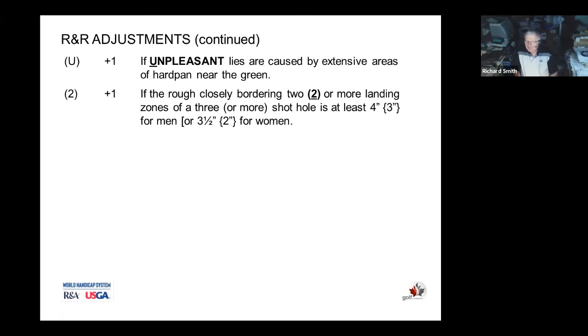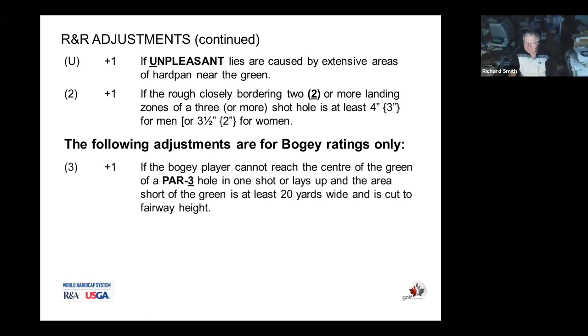Don't worry about the curly brackets. That refers to essentially Bermuda grass, the warm season grass in the States. Well, in other countries as well, but primarily we find it in the States. Then for bogey only, if the bogey player cannot reach the center of the green on a par 3 hole in one shot, or lays up for one reason or another, and the area short of the green is at least 20 yards wide and is cut to fairway height. We can't call it a fairway if it's a par 3, but we can have a little area that looks a lot like a fairway.